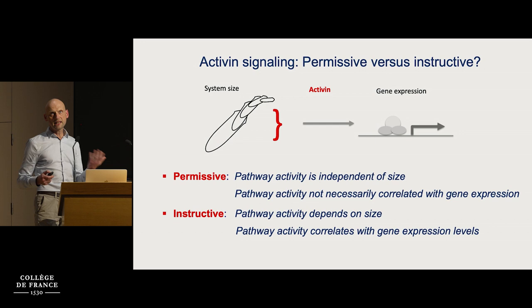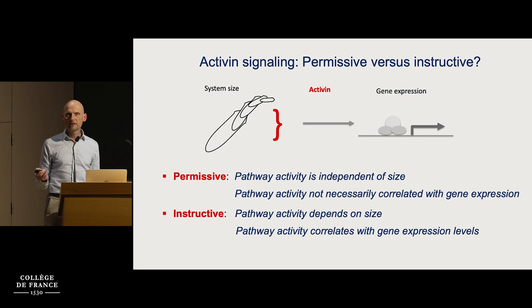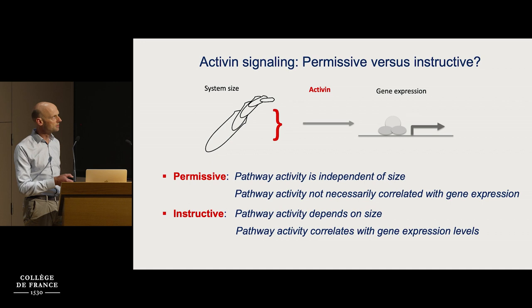On the one hand, it could be permissive, meaning that the pathway activity may be independent of size, and you just need a little bit of activin signaling for something else to exert the size sensing and size-dependent gene expression, which would mean that pathway activity would not necessarily have to correlate with gene expression or with size. Or second, activin signaling could be instructive, meaning that pathway activity should depend on system size, and pathway activity should also correlate with gene expression levels.